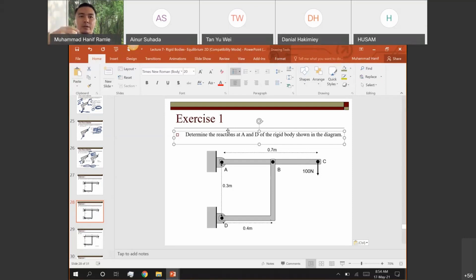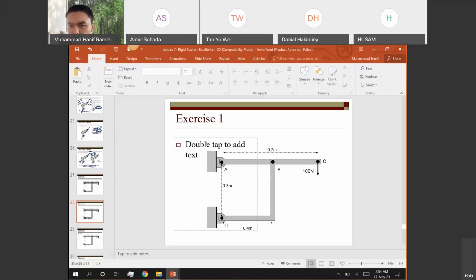Okay, this is the tricky one. This is the important element that you have to understand. To draw FBD, make sure that the known value is there, so you can solve the problem. If no known value, then you cannot solve the problem. Yes, the answer is all. You have to draw all.